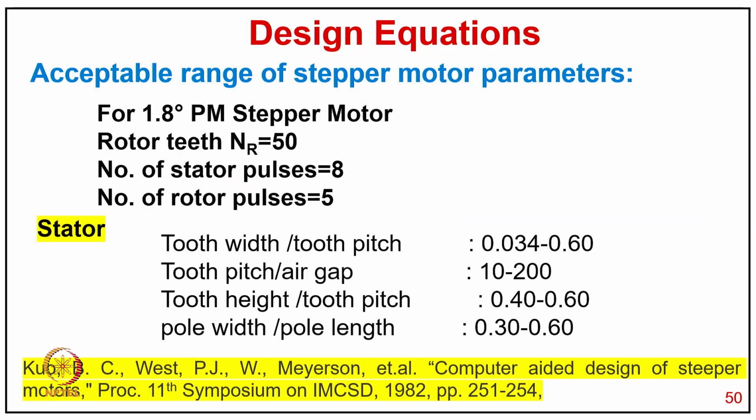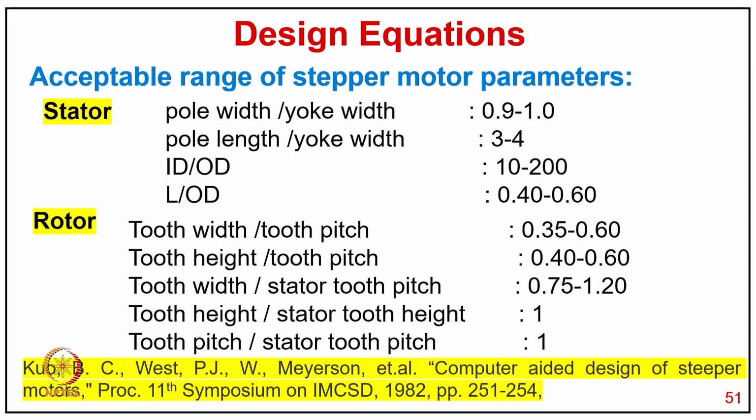Now acceptance range of stepper motor parameters for 1.8 degree PM stepper motor: the rotor teeth NR is 50, the number of stator poles is 8, and the number of rotor poles is 5. So stator tooth width to tooth pitch equals 0.34 to 0.6, and tooth pitch upon air gap is 10 to 200, and total height to tooth pitch 0.4 to 0.6, and pole pitch width to pole length is 0.30 to 0.60.